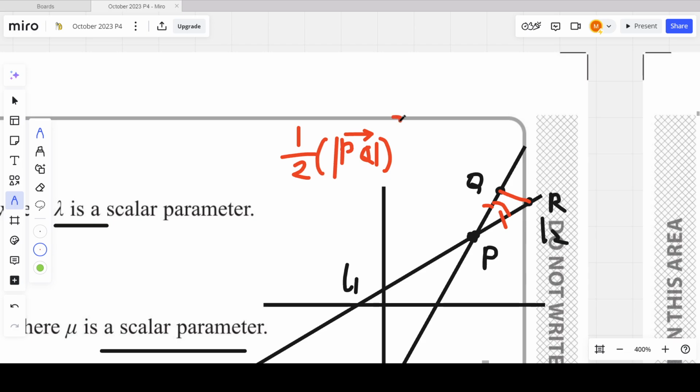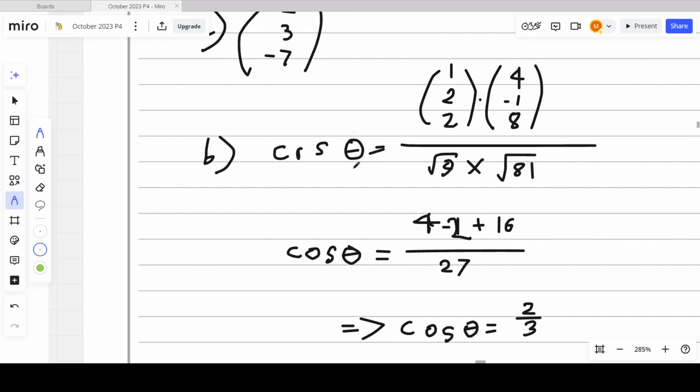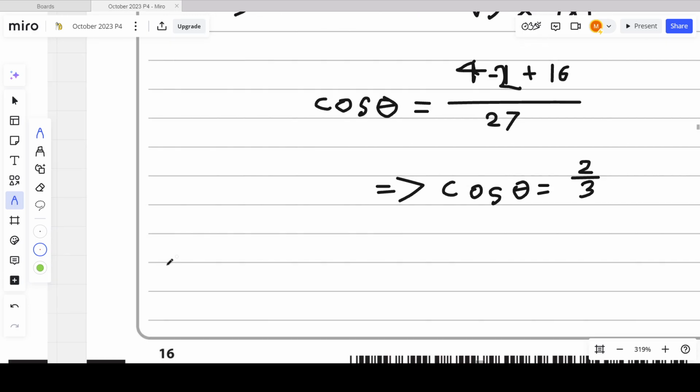Whole square, because the two adjacent sides get multiplied. Since it is isosceles, the length would be PQ whole squared, times sin theta. We know the value for cos theta. From there we can derive the value for sin theta easily. Now our first work is to find the coordinates of point Q. So for part C, we need the coordinates of point Q.